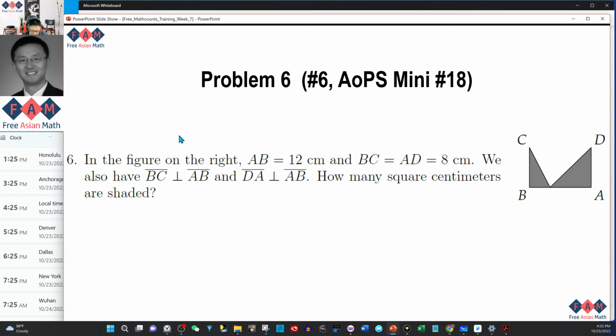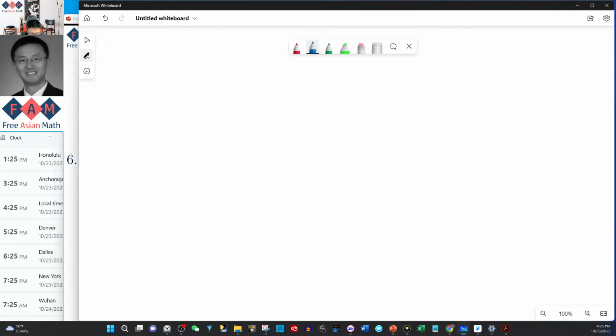This problem actually is fairly easy, all right? In this figure, we know BC and AD are both perpendicular to AB. Everybody should immediately know that because BC and AD are both perpendicular to AB, they are parallel, right? And BC is equal to AD.